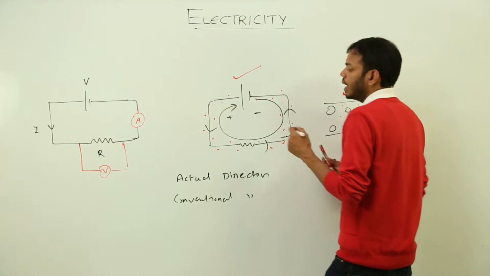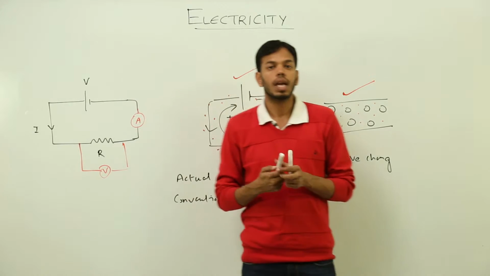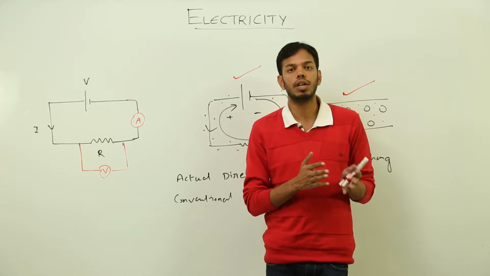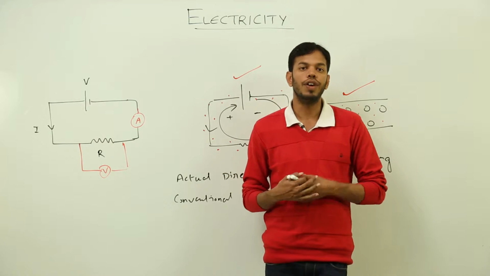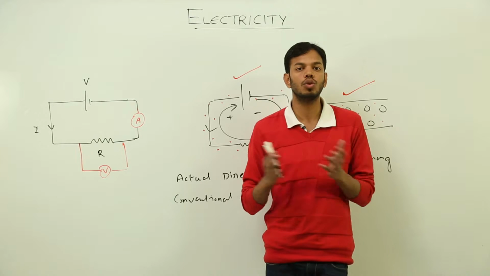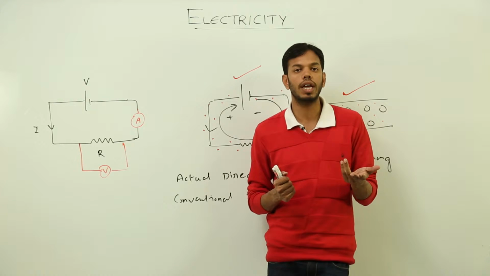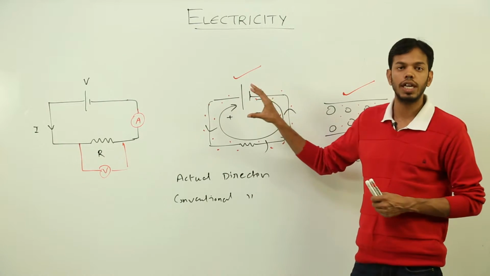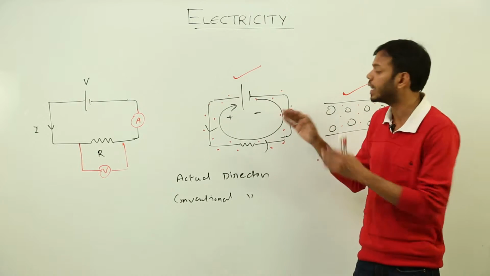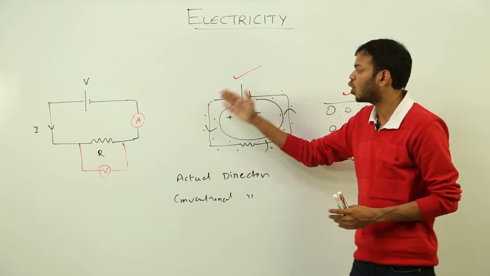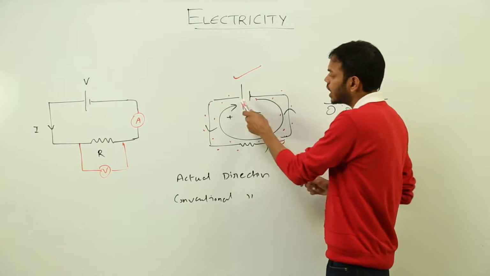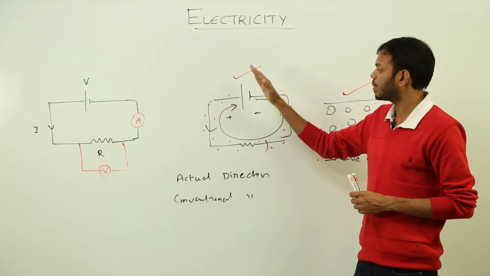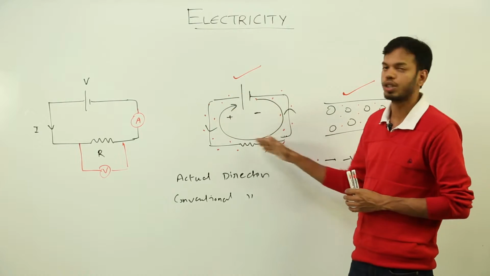That is because most of the things in physics are associated from higher to lower. For example, diffusion happens from higher concentration to lower concentration. Wind moves from higher pressure to lower pressure. Heat flows from one body to another from higher temperature to lower temperature, right? And this positive is at a higher potential, negative is at a lower potential. That is why there is a potential difference which is causing these electrons to flow. So electrons are actually flowing in this direction, which is the real direction of current, but the conventional direction of current is from positive to negative.